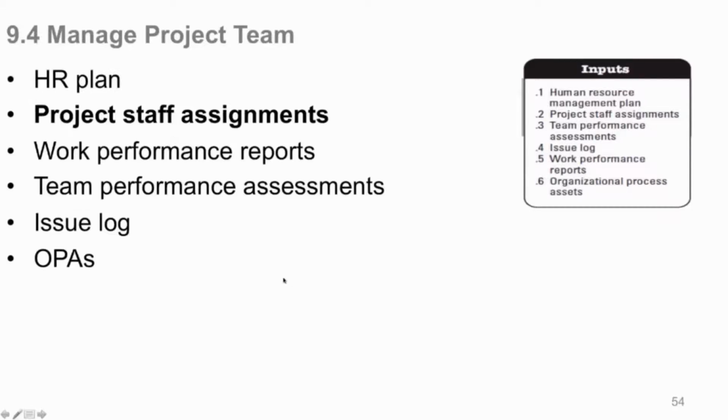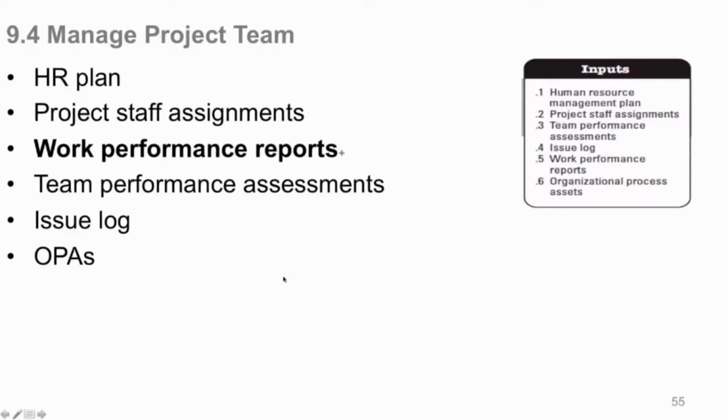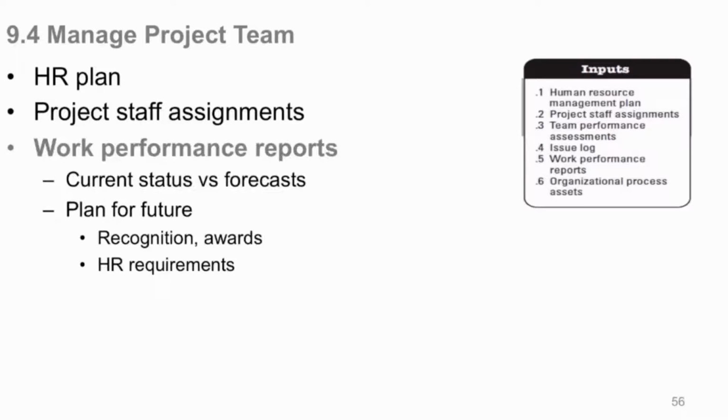And you won't really know that fully until you get down to your resource estimating in your time management plan. Your project staff assignments are there because now we know who the people are because we've staffed them in Acquire. Here are your performance reports. Again, your current status versus forecast. Are you on track with the way your people are performing, for example? Plan for the future. You see work performance reports, you see where maybe I need more recognition, more awards for these people because they're really doing a good job. And HR requirements may have some issue in there as far as who you need to release and things like that.